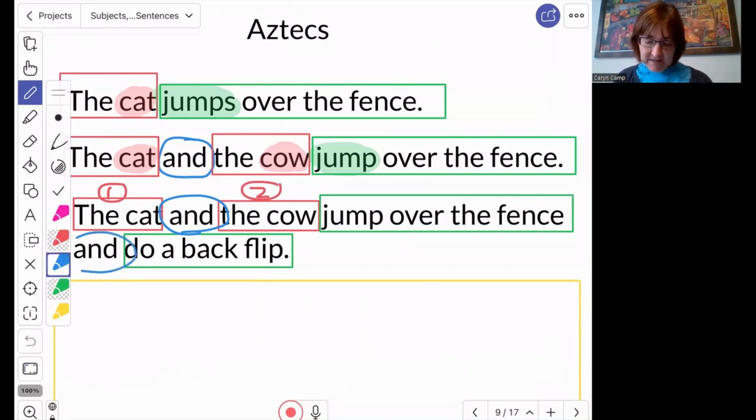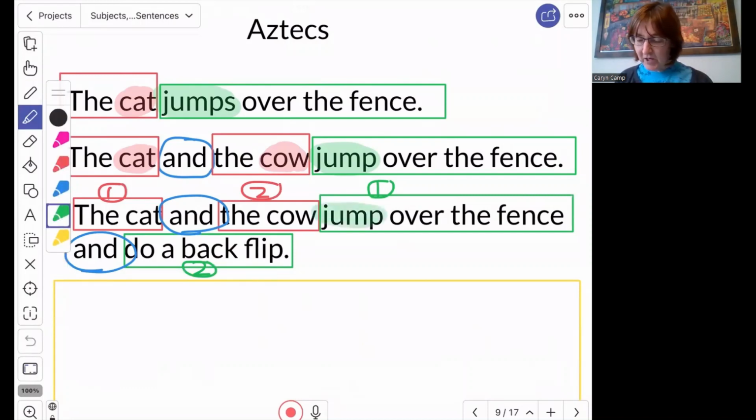And do you see the and here connecting the predicates? Predicate number one and predicate number two. Where's our simple predicates? Those are the verbs, jump and do. And where are our simple subjects? We've got cat and we have cow.